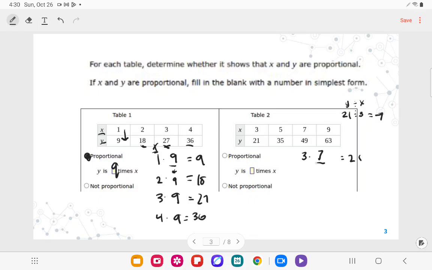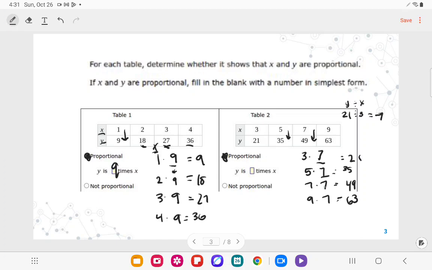Okay, and that allows me to write that 3 times 7 is 21. So if I want to test if this is proportional, I need to test each and every single input XY pair to see if this holds true. So is 5 times 7 35? Yes. Is 7 times 7 an output of 49? Yes. Is 9 times 7 an output of 63? Yes. So again, this is proportional.